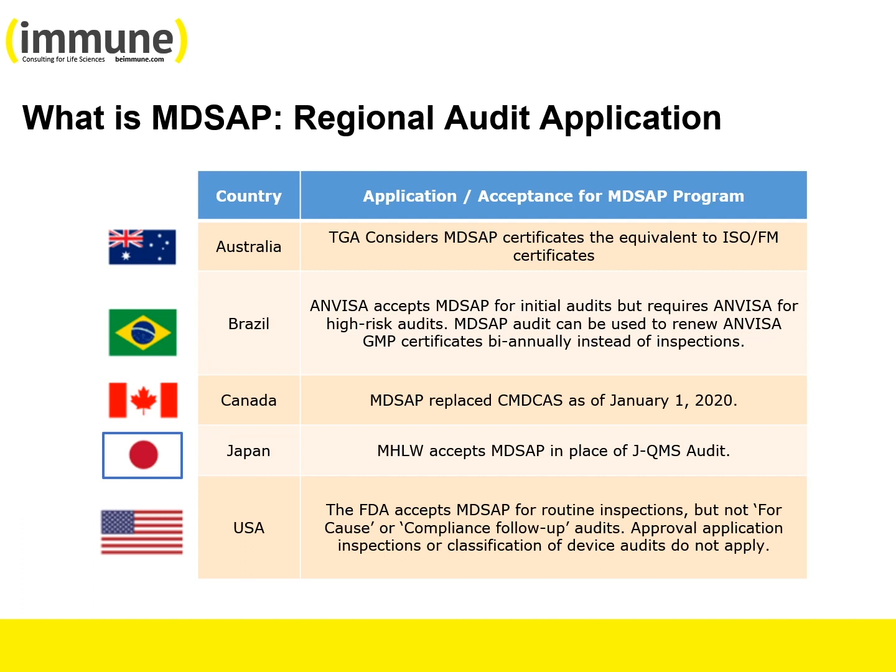In Canada, MDSAP replaced CMDCAS as of January 1, 2020. This means that Canada is no longer doing their own inspections for routine surveillance, but takes the MDSAP audit certificate in its place. In Japan, they are accepting MDSAP in place of the JQMS audit. And in the US, FDA has been accepting MDSAP for routine inspections, but not for cause or compliance follow-up audits. Approval application inspections or classification of device audits do not apply.